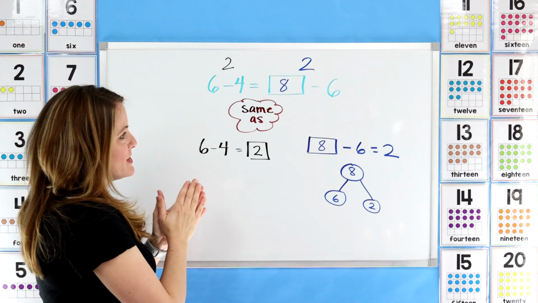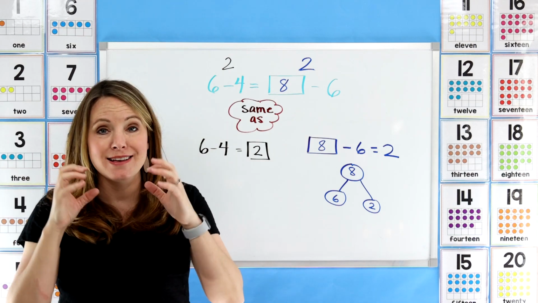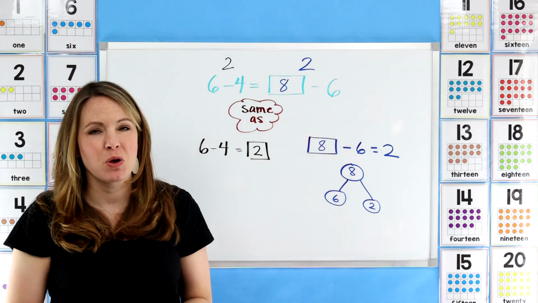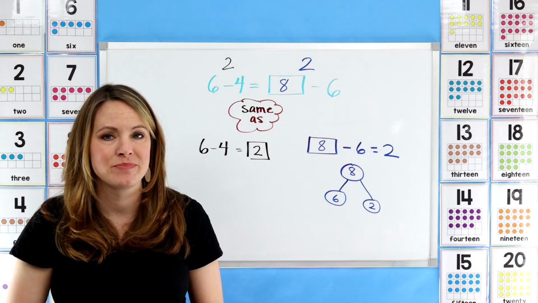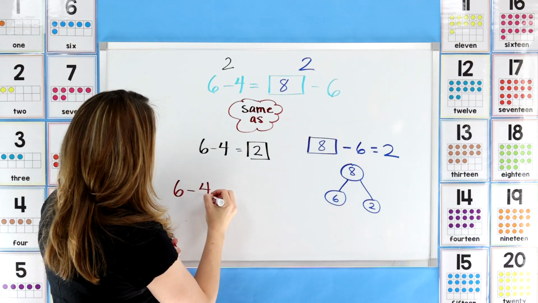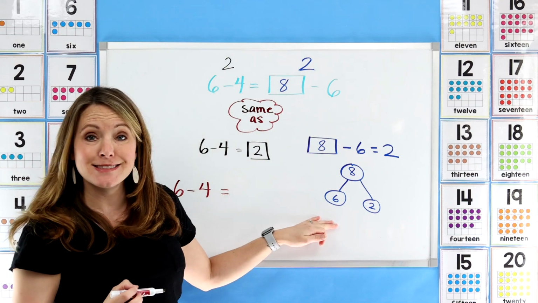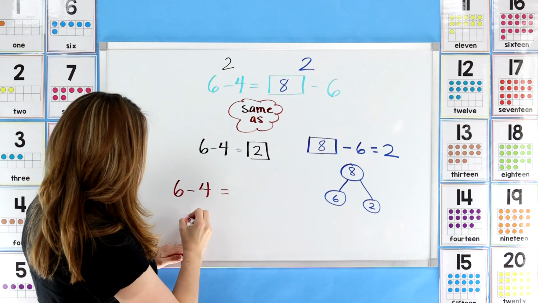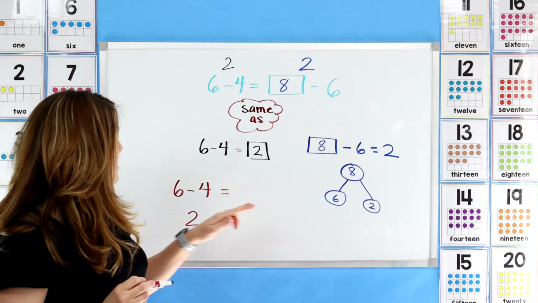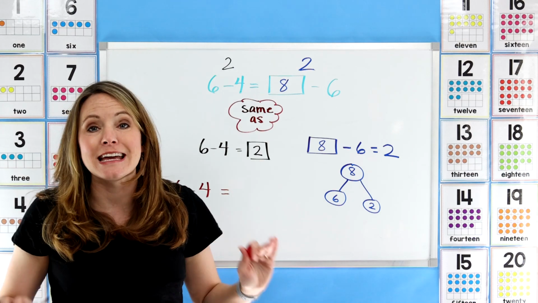So I want you to think for a second. We just came up with 6 take away 4 is equal to, or the same as, 8 take away 6. What if I asked you to come up with another one? What if I said, show me another one where you could say something over here is the same? So I know that this was 2. So what could I put on this side that would be the same? Can you think of a lot of possibilities? Because the answers are endless.